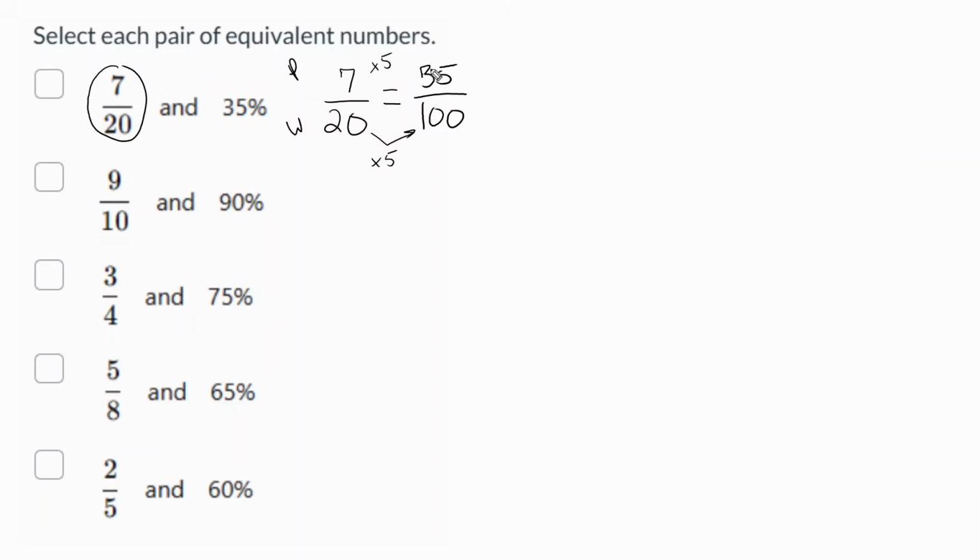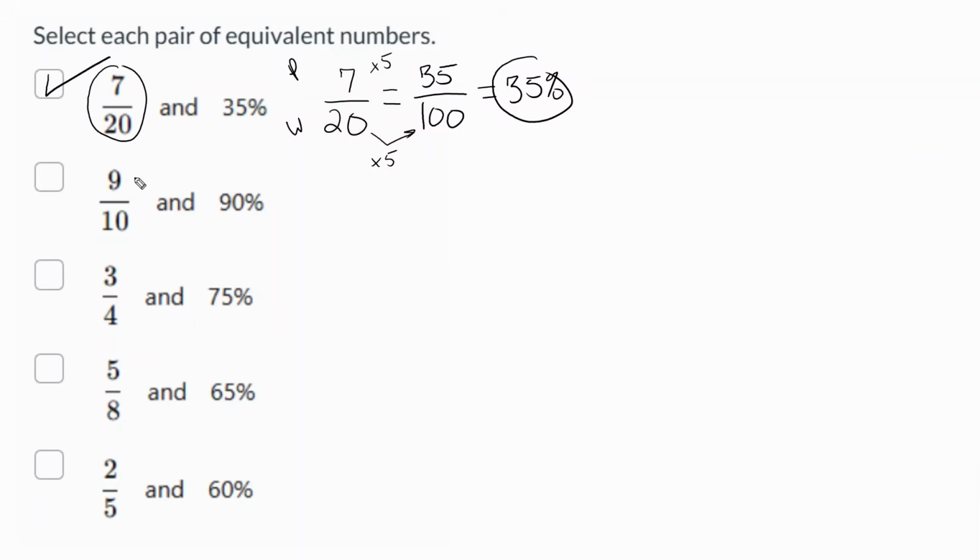So we can read this as 35 out of 100, which is equal to 35% because a percentage is out of 100. So whatever number you end up getting over 100 is the actual percent. So these two values are in fact equivalent values.